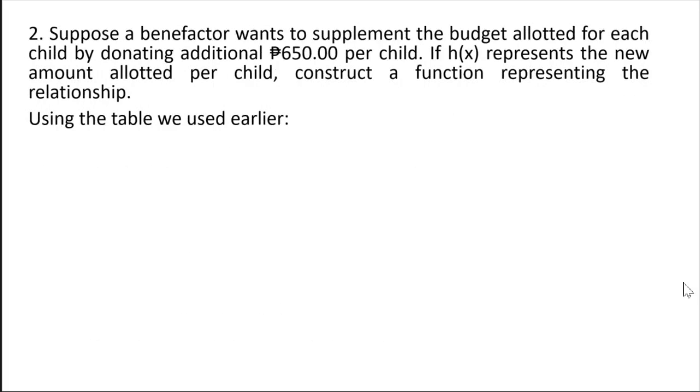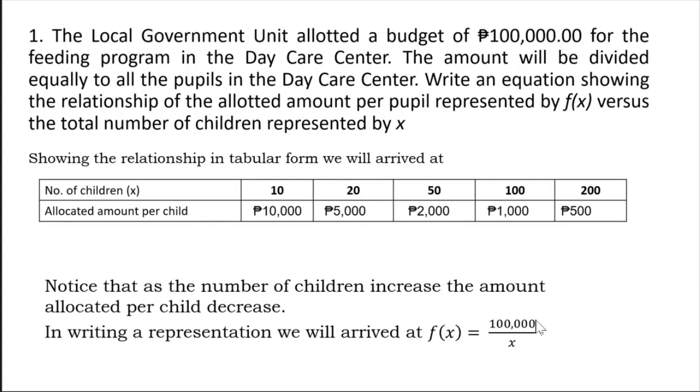Example number 2. Suppose a benefactor wants to supplement the budget allotted for each child by donating an additional 650 per child. If h of x represents the new amount allotted per child, construct a function representing the relationship. So in our previous example, we arrived at this formula, the rational function.